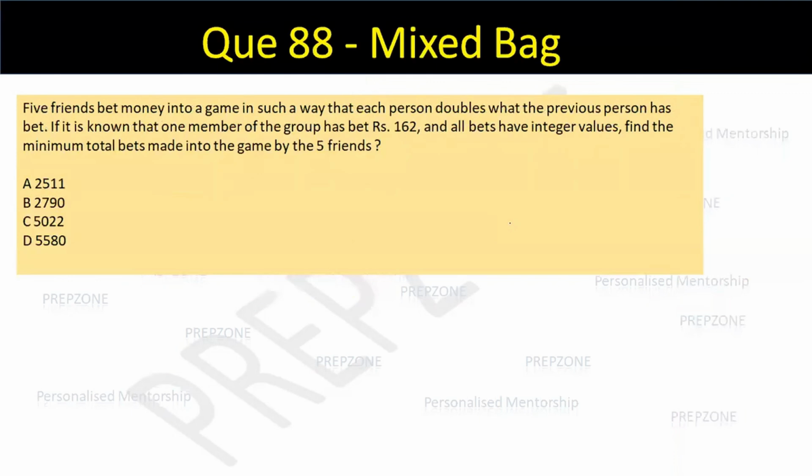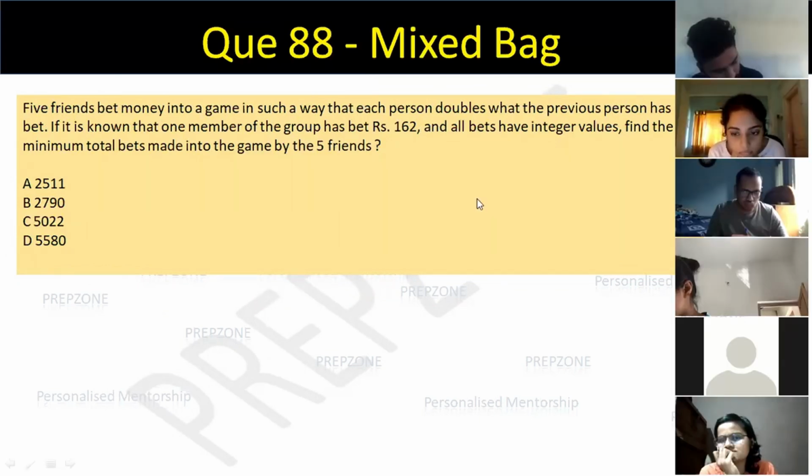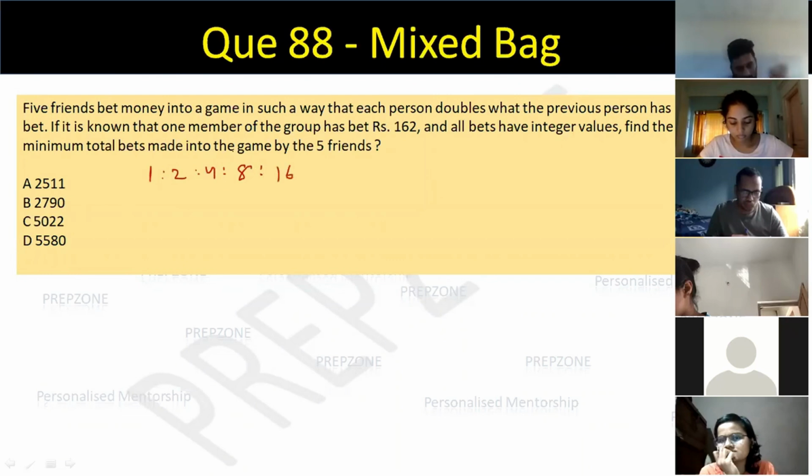Let's move to the next question and probably the last question for the workshop. हाँ, तो क्या given है? 5 friends bet money into a game in such a way that each person doubles what the previous person has bet. Okay, which means अगर पहले person ने एक रुपए bet किया, दूसरा person will bet 2, then 4, then 8 and then 16, right? Which means इनका जो betting का ratio होना चाहिए, it has to be in the form of 1:2:4:8:16.